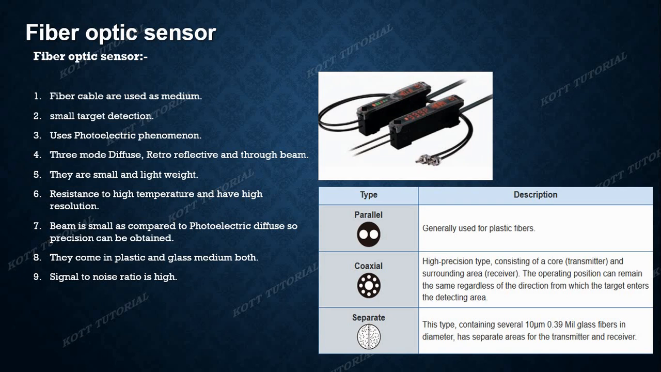They come in plastic and glass medium. I will be explaining about this plastic and glass medium, why we use glass type fiber optic and plastic type fiber optic. Signal to noise ratio is high. Signal to noise ratio means the chances of noise distorting the signal are very low. That's why the signal to noise ratio is very high.